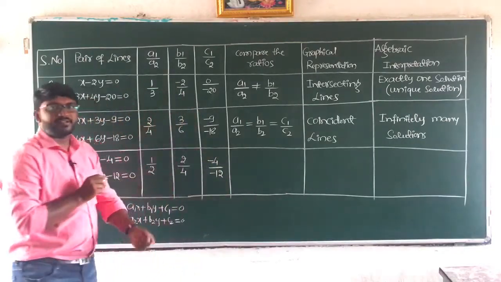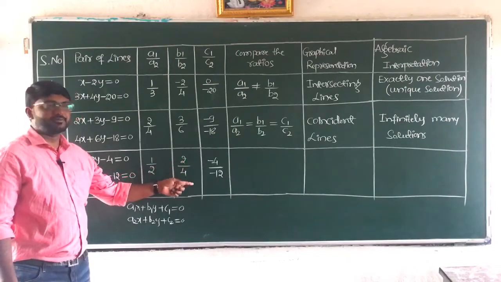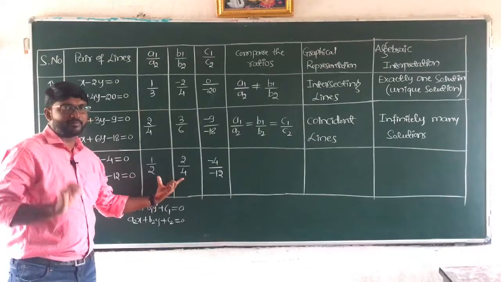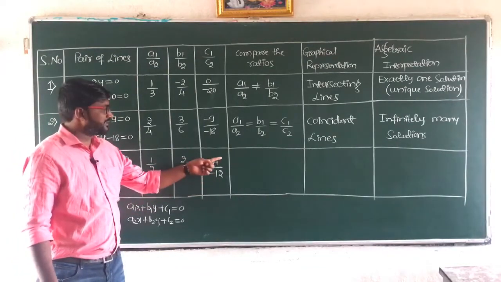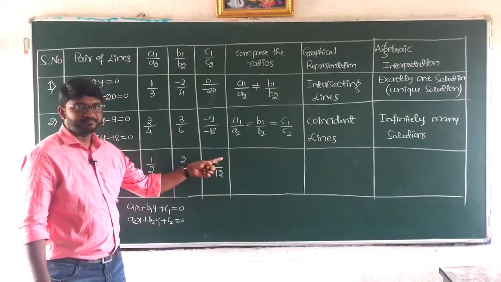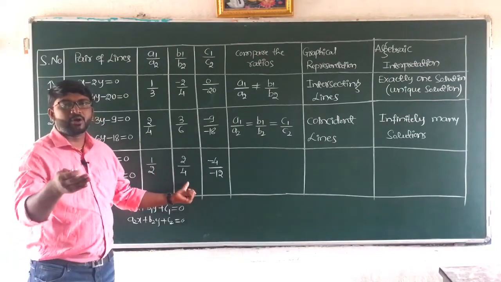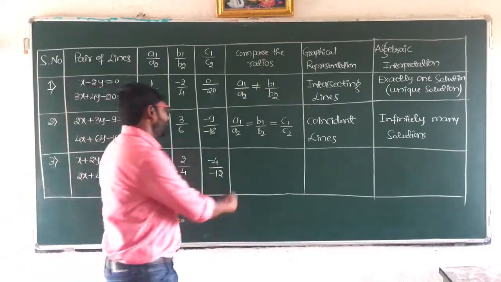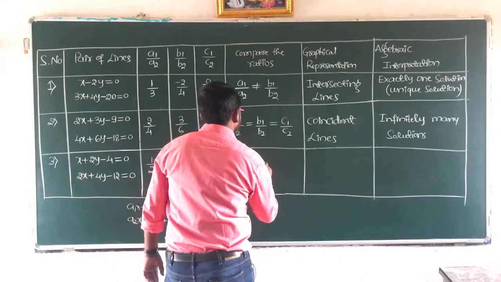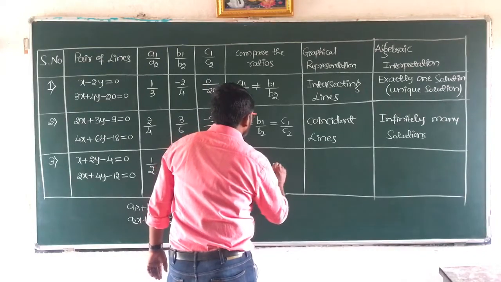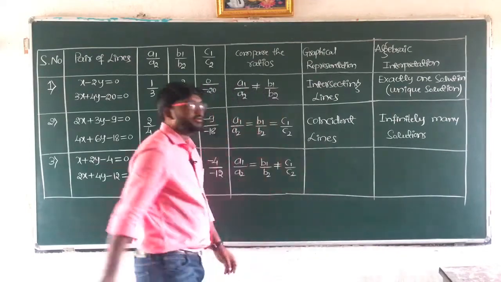Now let us simplify the ratios. 1 by 2, write it as it is. Then 2 by 4, if you simplify, we get 1 by 2. That means A1 by A2 is equal to B1 by B2. But what about C1 by C2 now? Minus by minus is plus. 4 ones are 4, 4 threes are 12. We get 1 by 3 here. So here A1 by A2 is equal to B1 by B2, which is not equal to C1 by C2.